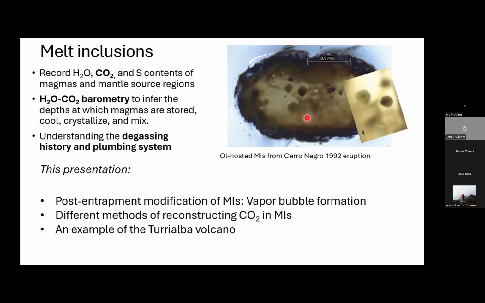After entrapment, several post-entrapment modifications could happen to the melt inclusions. For example, for CO2, the little vapor bubble inside the melt inclusion could sequester a significant amount of CO2 from the melt. So for this talk, I will first go through how this vapor bubble formed, and then the different methods people have been using to reconstruct the CO2 concentration in melt inclusions. Lastly, I will quickly go through an example from Turrialba volcano, where we combined melt inclusion, volcanic gas data, and a degassing model to infer the plumbing system underneath the volcano.